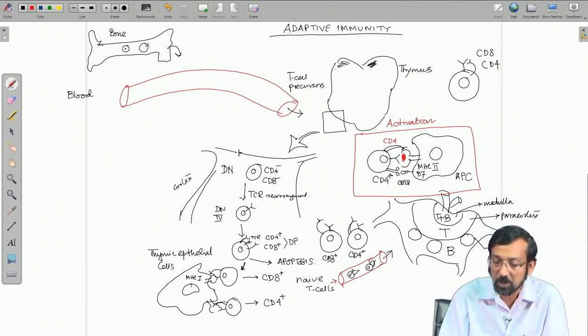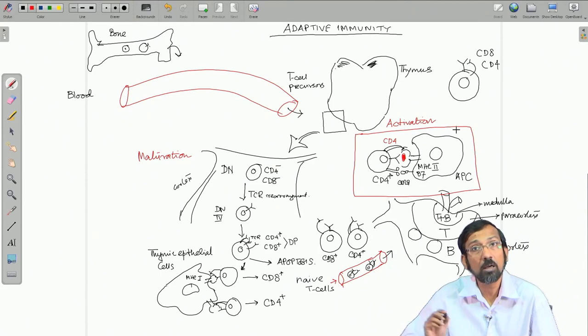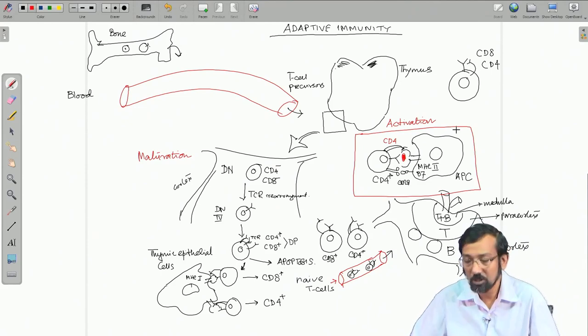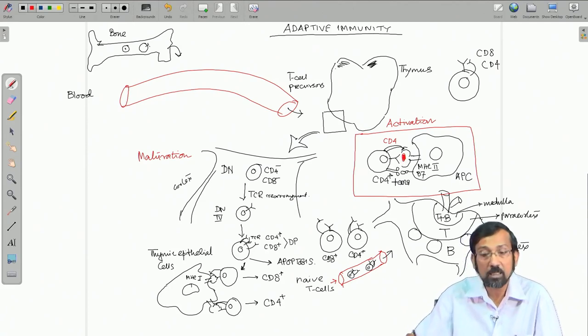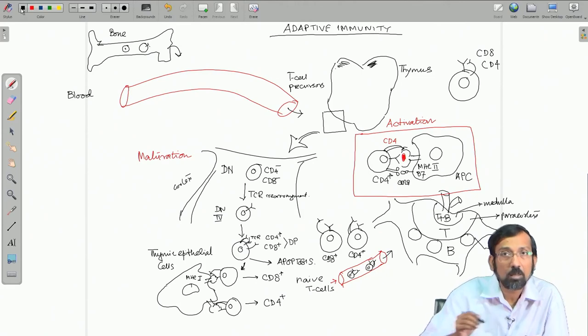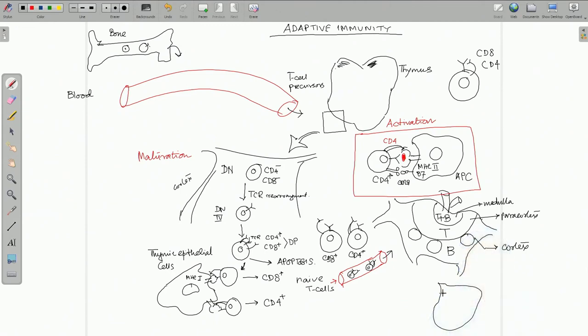So, this part is the maturation and this part is the activation. So, now the T cell is activated after all these three interactions are complete. So, it gets activated. Something similar happens with the CD8 plus cells as well.